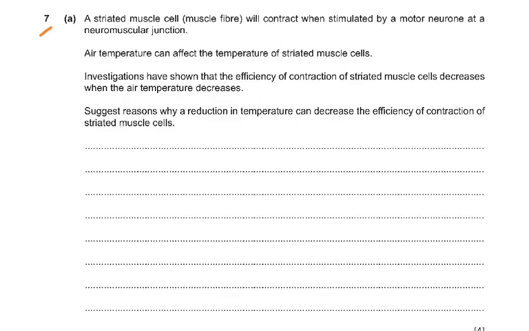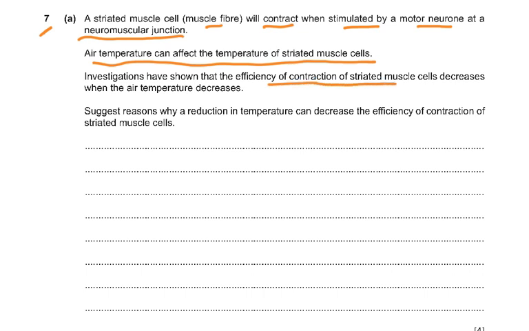Then coming to question number 7. A striated muscle cell, or muscle fiber, will contract when stimulated by a motor neuron at a neuromuscular junction. Air temperature can affect the temperature of striated muscle cells. Investigation has shown that the efficiency of contraction of striated muscle cells decreases when the air temperature decreases. Suggest reasons why a reduction in temperature can decrease the efficiency of contraction of striated muscle cells.